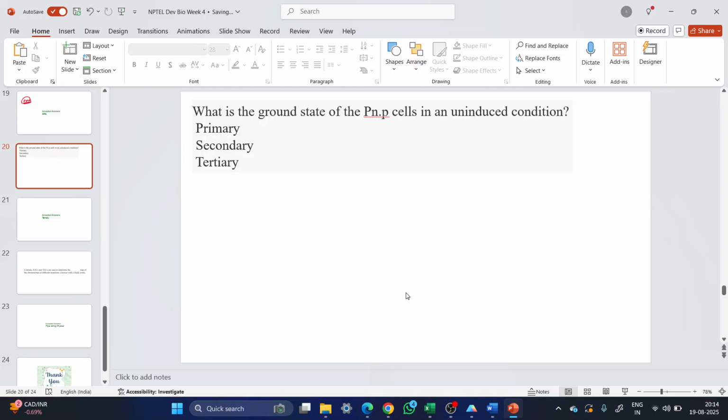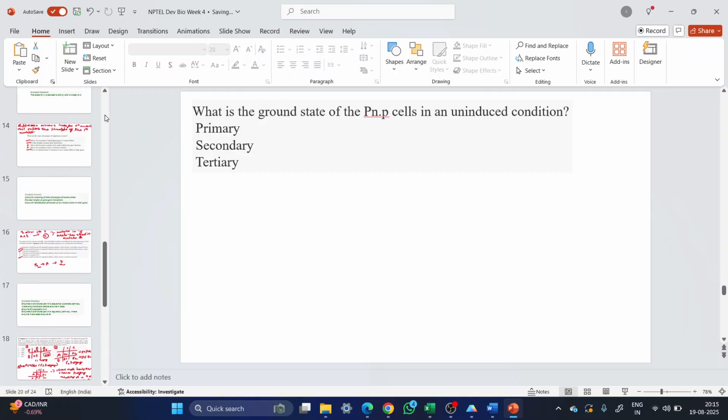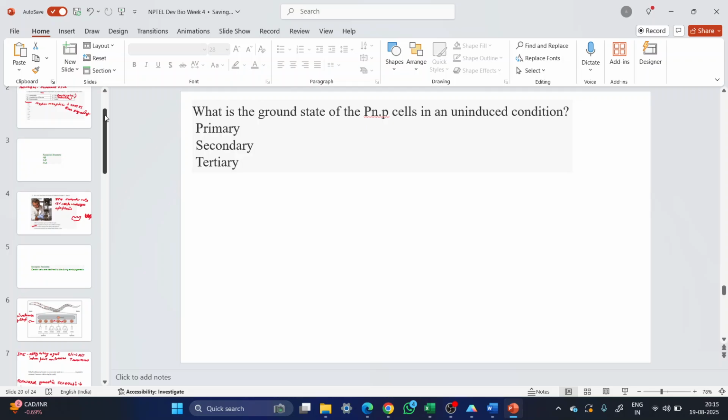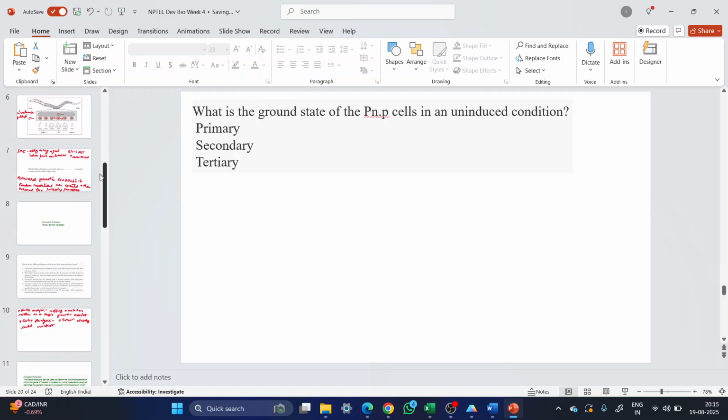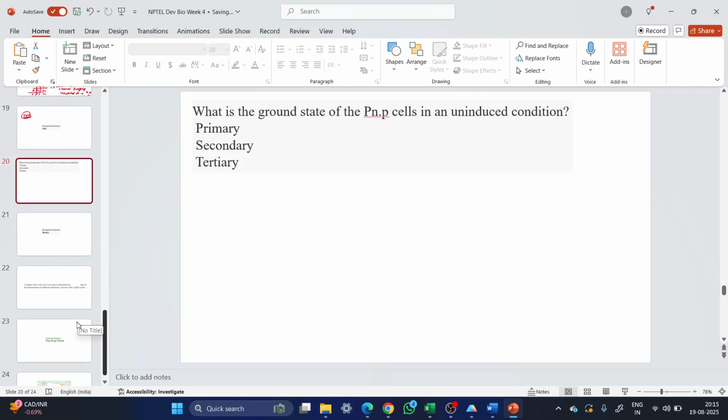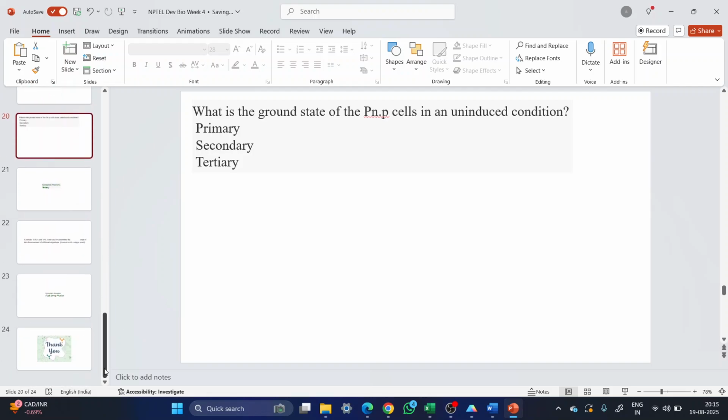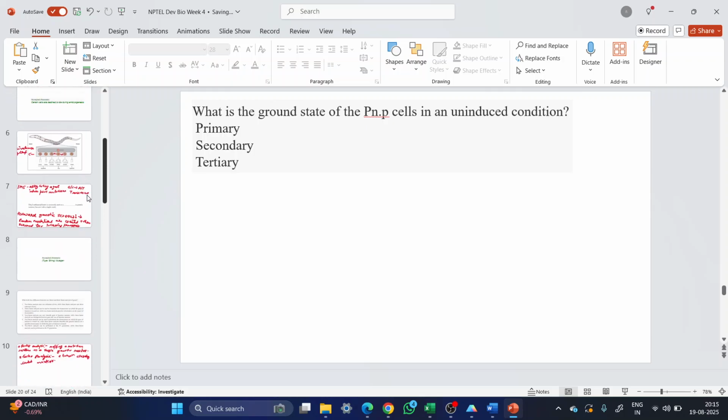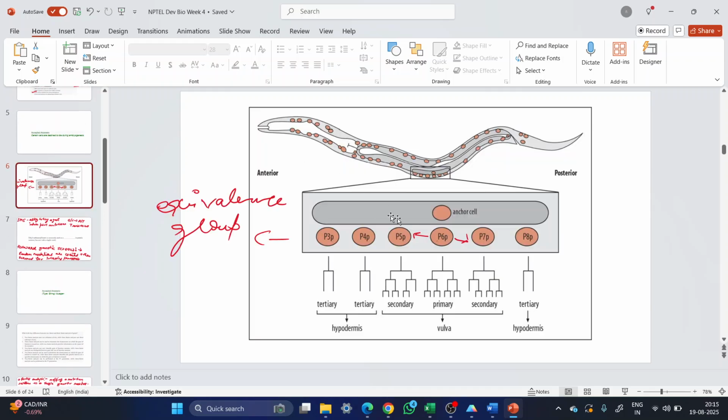See, we have already discussed this with the help of a diagram which was here, I think, somewhere. Where is that diagram? Yeah, this was the diagram. You see, this is the primary fate, this is the secondary fate, and this is the tertiary fate. So primary fate is, these are the vulval precursor cells and they form an equivalence group.